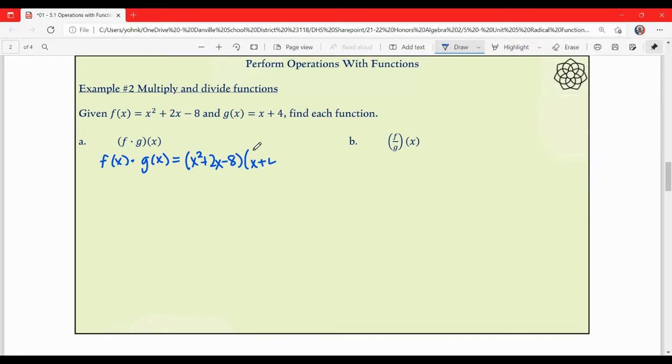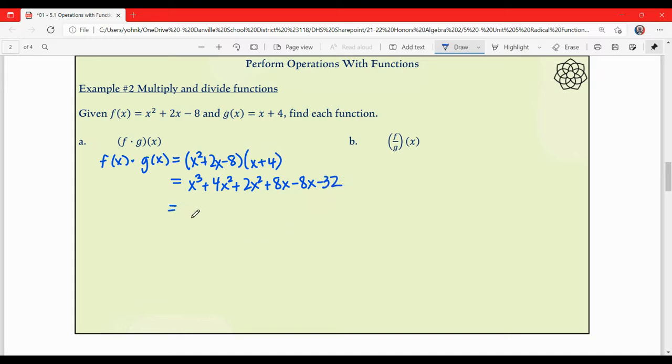So then I'm going to distribute. x squared times x is x cubed. x squared times 4 is 4x squared. Then I'm going to do the same thing with 2x. 2x times x is 2x squared. 2x times 4 is 8x. Then I'm going to distribute the negative 8 times the x is minus 8x. And the negative 8 times the 4 is negative 32.